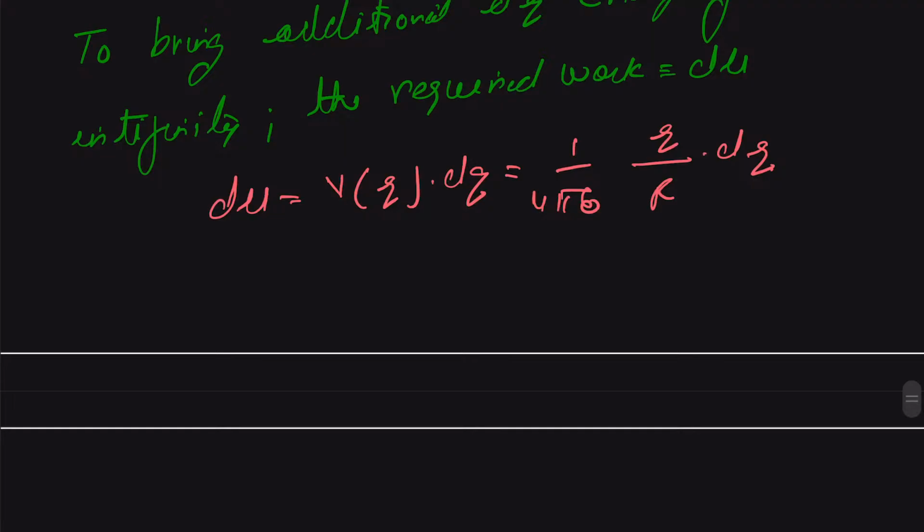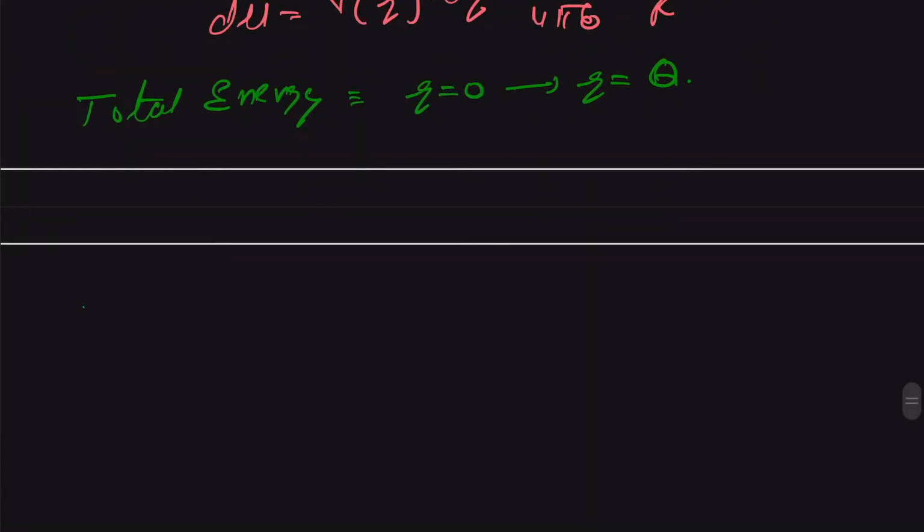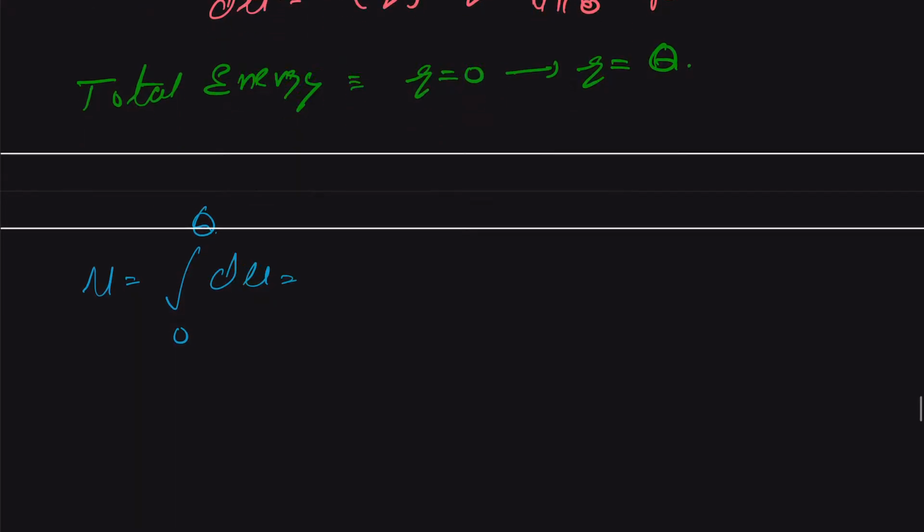Now we can say our total energy, we started from q equal to 0 to the final q equal to capital Q. Therefore our total energy U will be the integration from 0 to Q of dU. We can simply substitute it: integral from 0 to capital Q of 1 upon 4 pi epsilon naught times q upon r dq, and this is quite simple. We get this as Q square upon 8 pi epsilon naught times r.